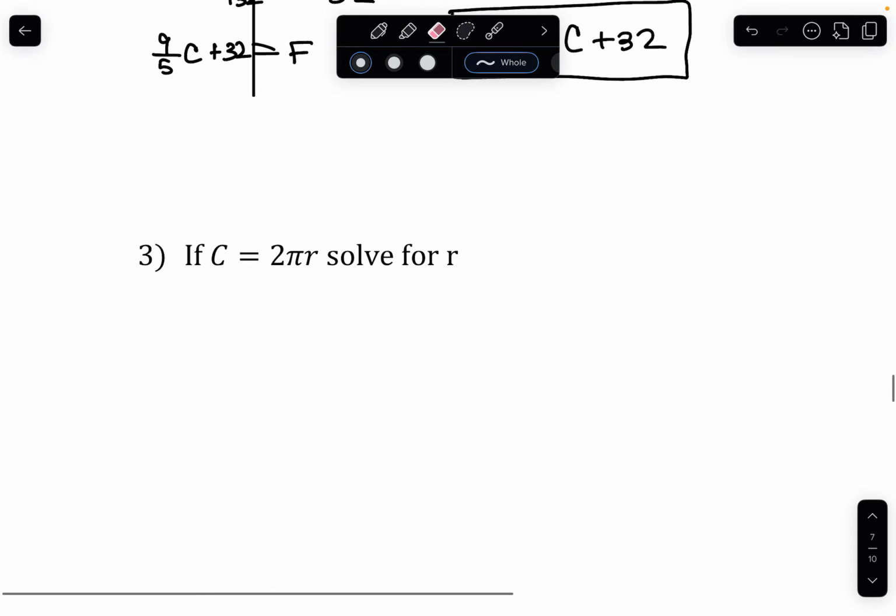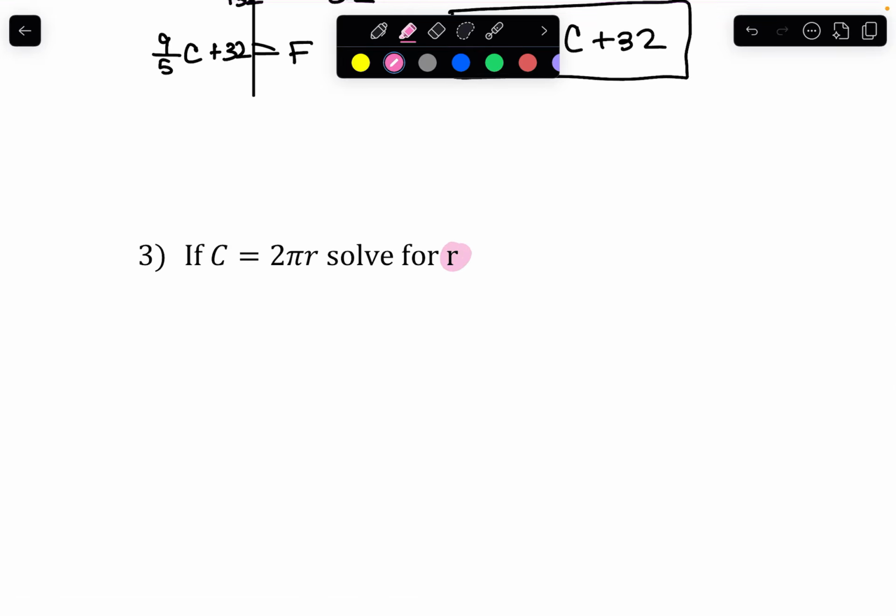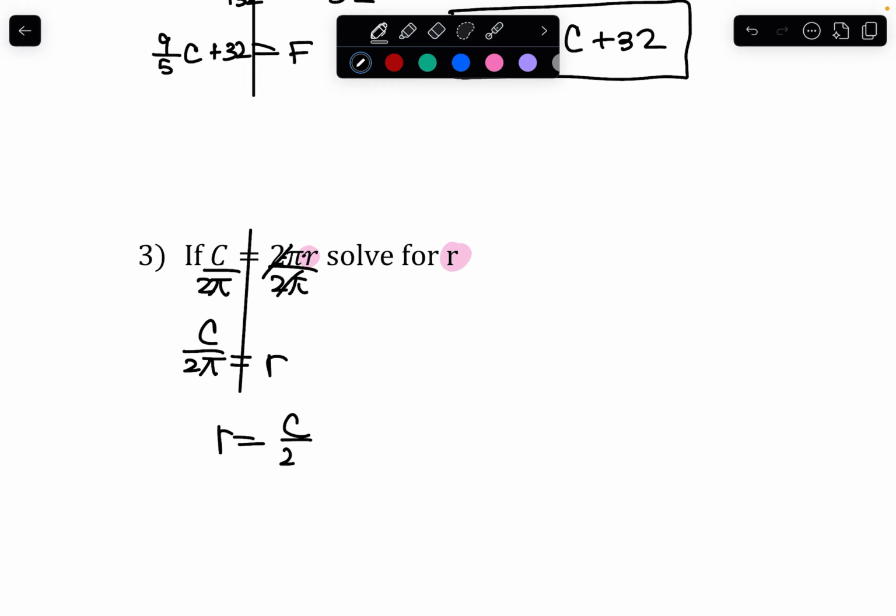All right, and then here we are solving for R. Currently, it's being multiplied by 2 and pi, and so we can divide those off right off the bat at the same time. One-step equation. So R equals circumference over 2 pi. Write the R on the left, and you're done.